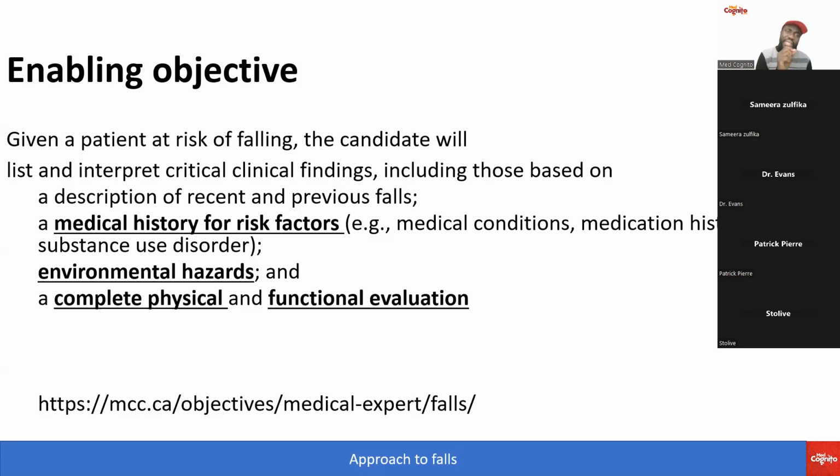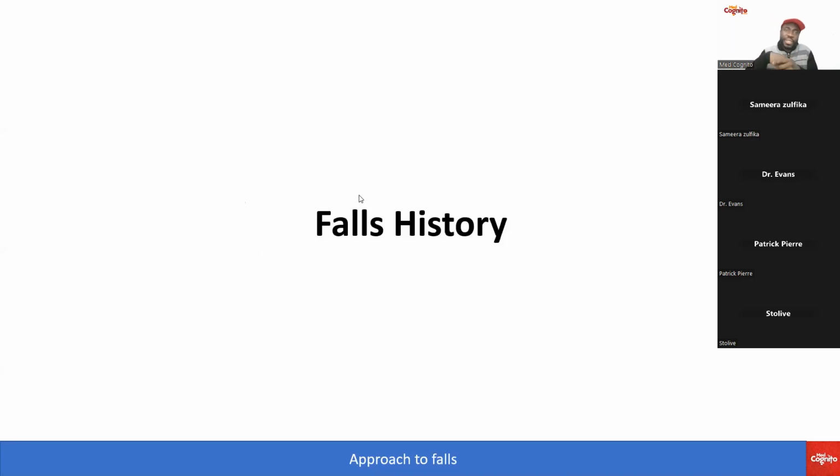Number 2, medical history for risk factors, like medical conditions, medication history, substance use disorder. Number 3, environmental hazards. Number 4, a complete physical and functional evaluation. So let's get into it. We're going to start with the first part, falls history.